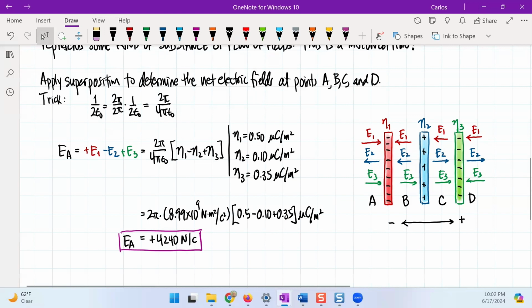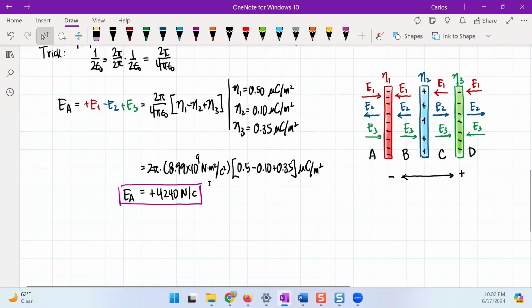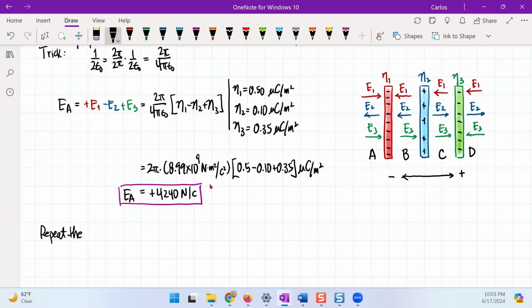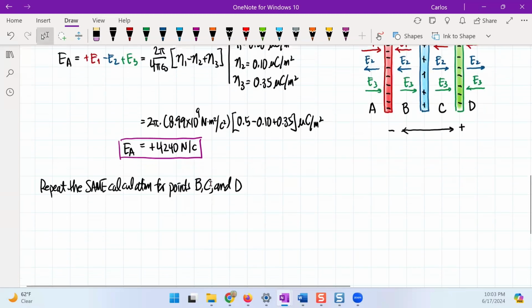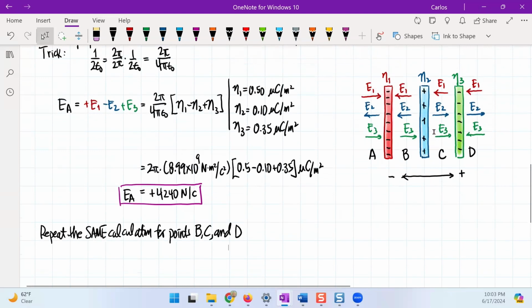So now all I have to do here is repeat the calculation. It's the same process. So now I'm going to repeat the same calculation for points B, C, and D. Using those numbers, I'm going to look at this picture here. This is my guide.